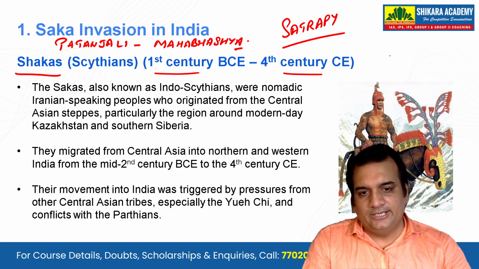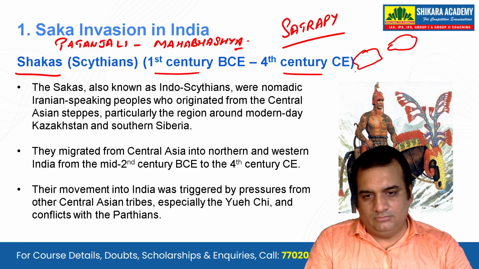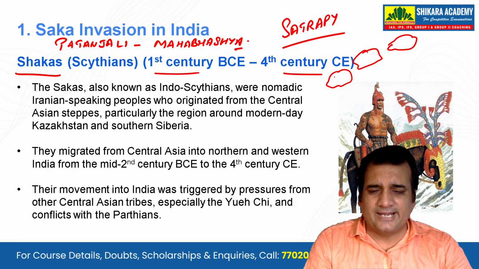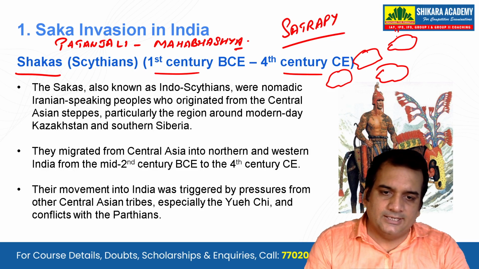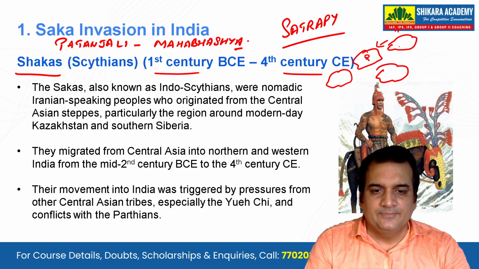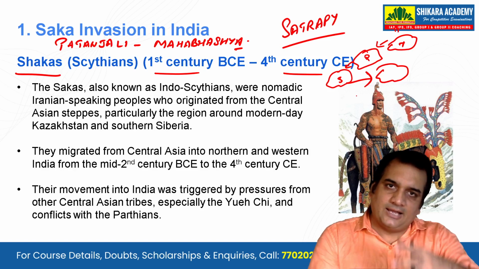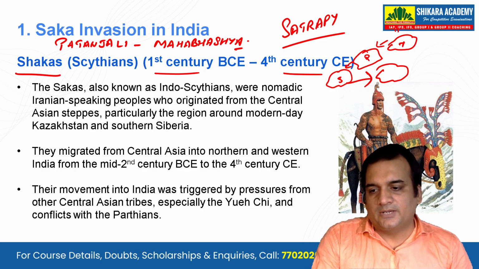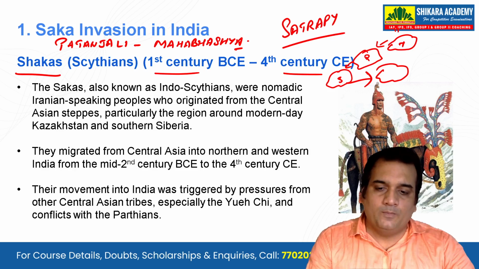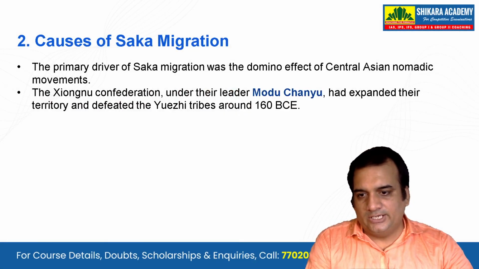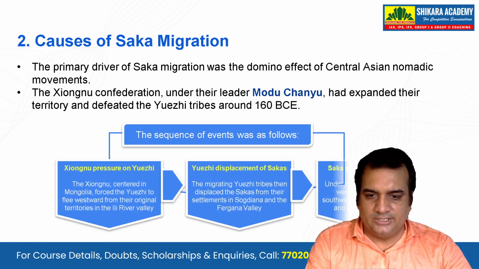As I've already said, there were a few tribes known as the Yuezhi tribe, then, sorry, the Scythian tribes, the Parthian tribes and the Bactrian tribes. These Yuezhi tribes were being pushed by other tribes, so they pushed the Parthians, and the Parthians pushed the Sakas, and because of that the Sakas had to come towards the northwestern part of India, and while coming here they destroyed the Greco-Bactrians. So let's see the causes of Saka migration in detail.